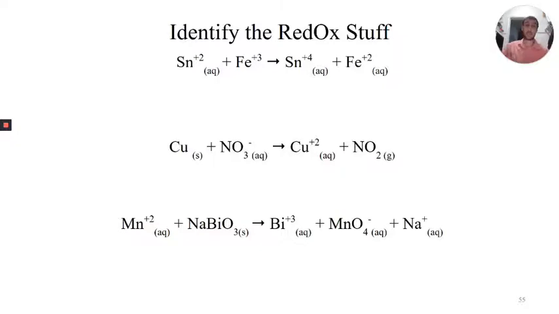You've got some practice now to manipulate this. Don't worry about balancing reactions. Just identify reduced, oxidized, oxidizing agent, reducing agent. Do that for me and you've got it. Thanks for listening.